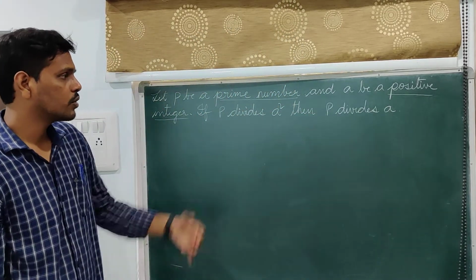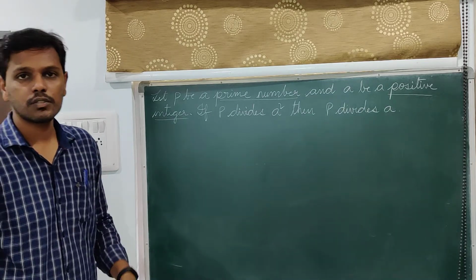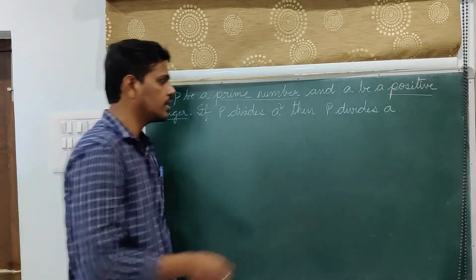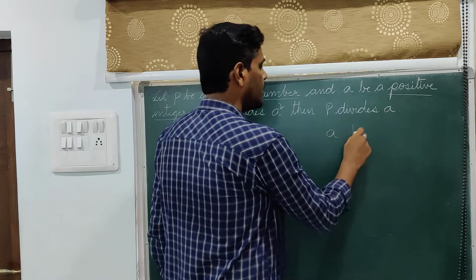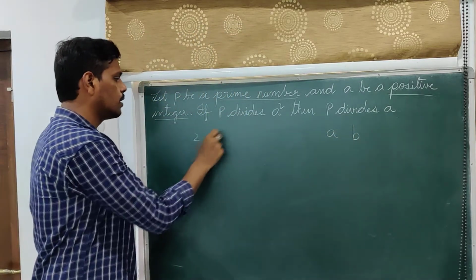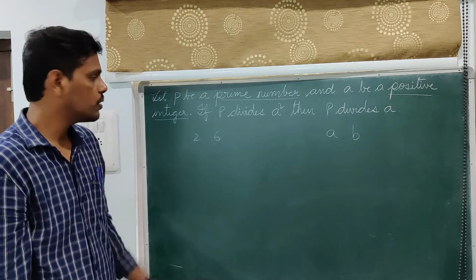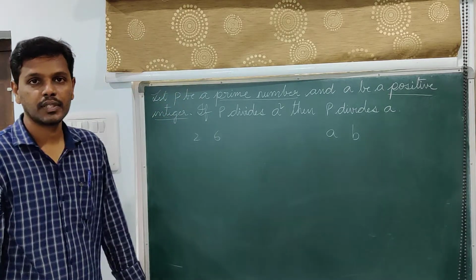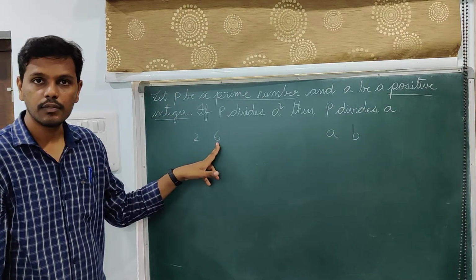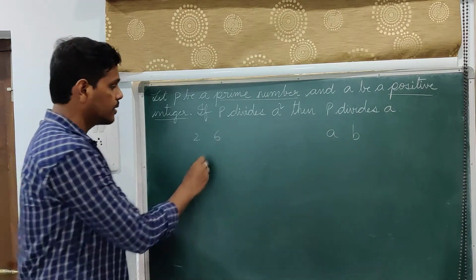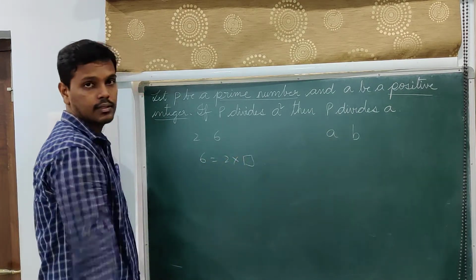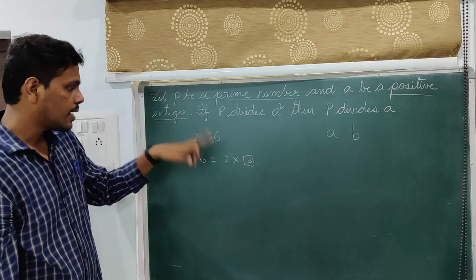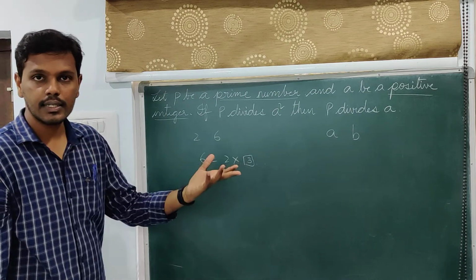Alright. Before we get into proving this, first we understand when you can say that one number divides the other number. For example, say A and B are two numbers, or for that matter, 2 and 6 are two numbers. When can you say that 2 divides 6? That is the definition of divisibility. You can say that 2 divides 6 if there exists an integer such that 6 is equal to 2 into that integer. Now that integer, we know it is 3.